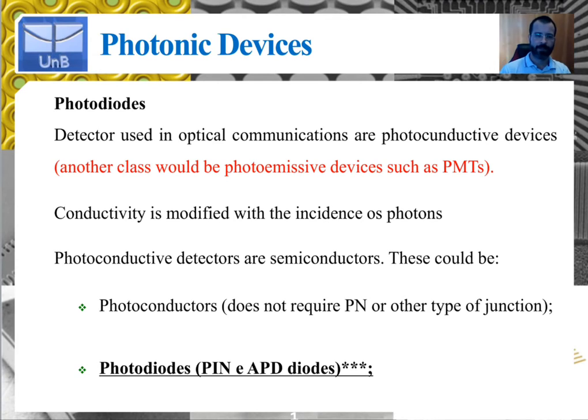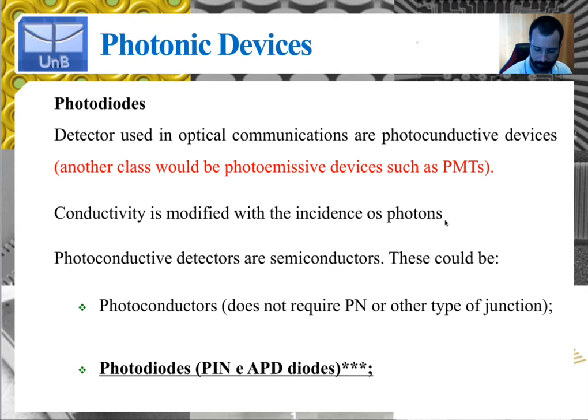The detectors usually used in optical communications are photoconductive devices. You could also have another class of detectors, which are photoemissive devices such as photomultiplier tubes, but these are not usually used in optical communications. In photoconductive devices, the conductivity of the usually semiconductor device is modified with the incidence of photons.